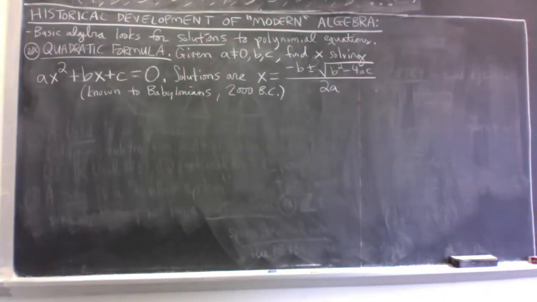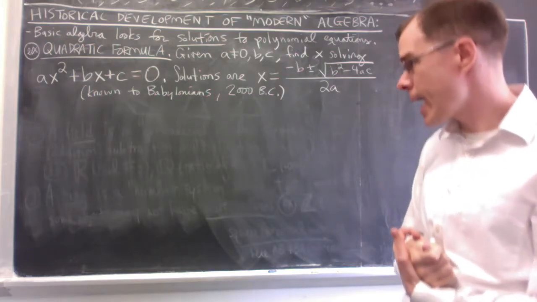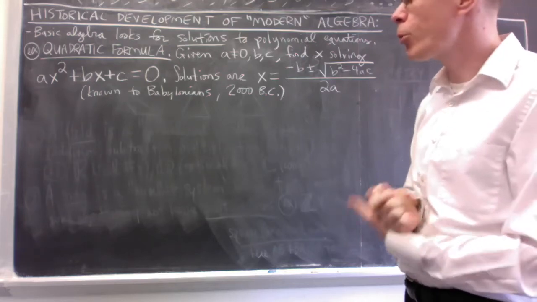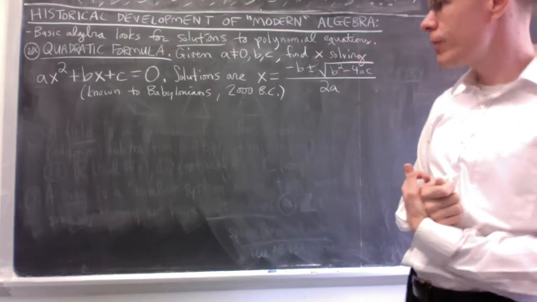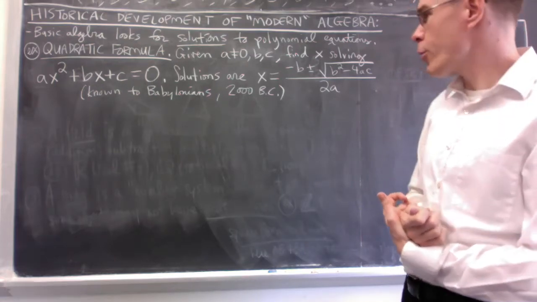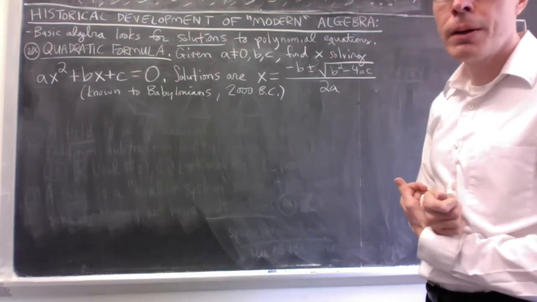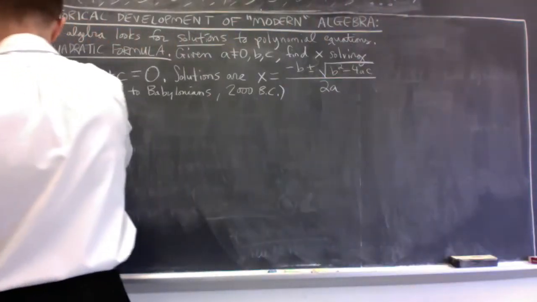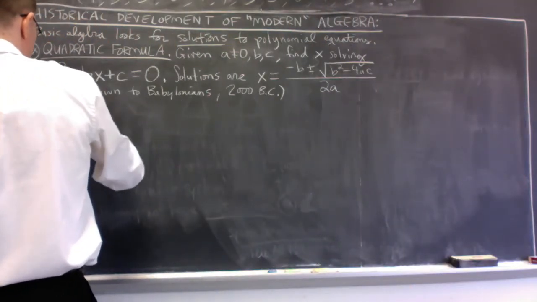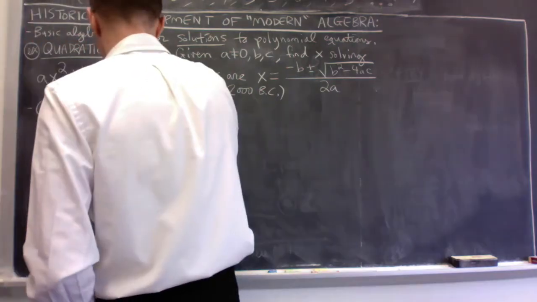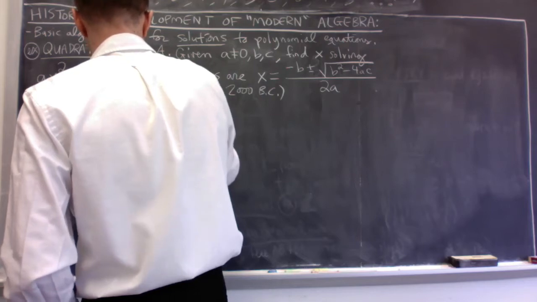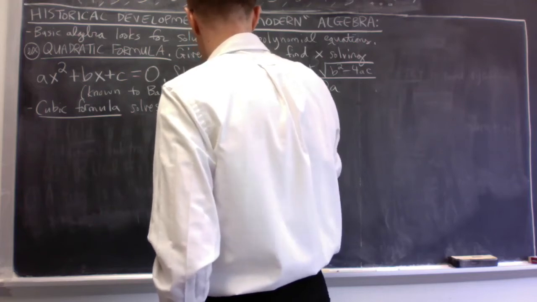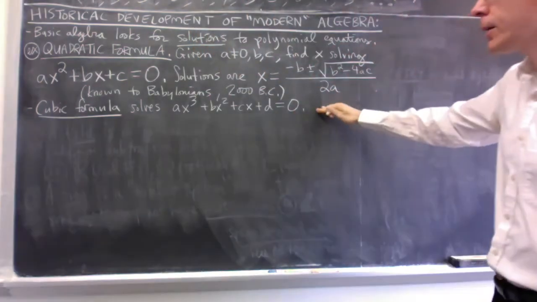Now, something that wasn't known for thousands of years after that is, what if I had a degree 3 polynomial? What if it was a cubic and I wanted the roots? Or degree 4, degree 5? Well, it turns out that those are a lot harder than degree 2. It gets much harder as the degree goes up. But it can be done if you have a cubic or a quartic. This is called the cubic formula, and it solves a degree 3 polynomial and gives you the answers. I won't write the formula down. It's quite complicated, but there is a formula.